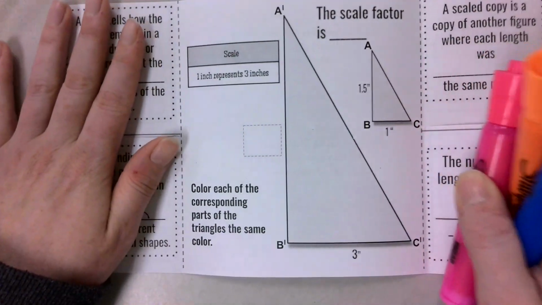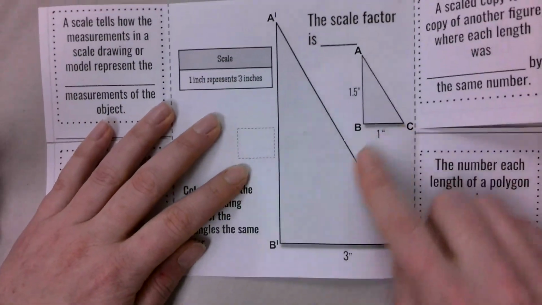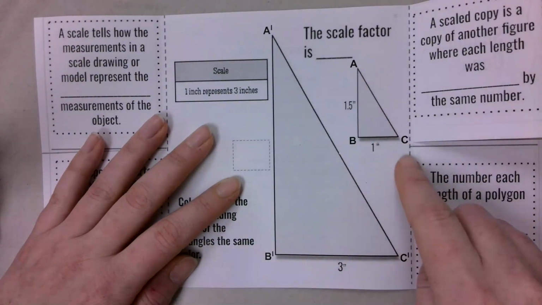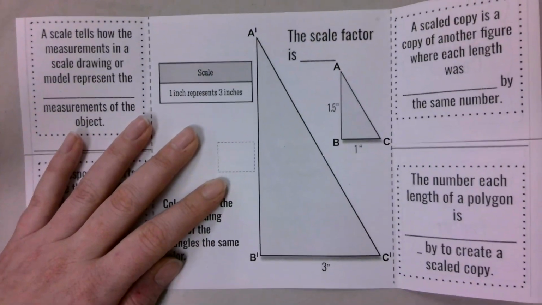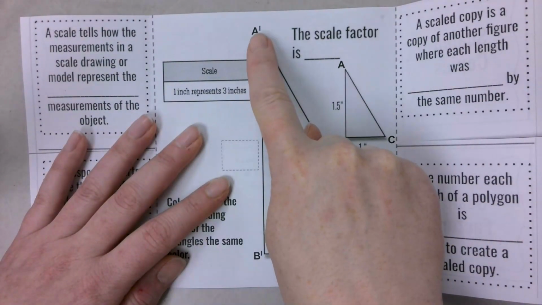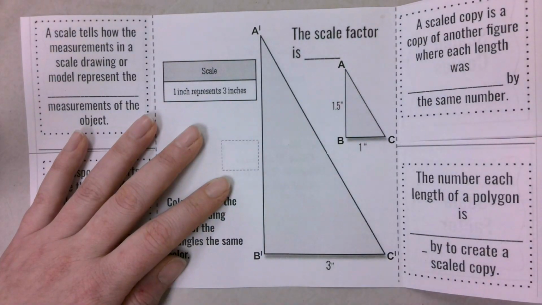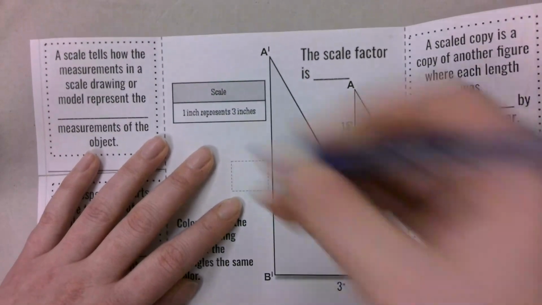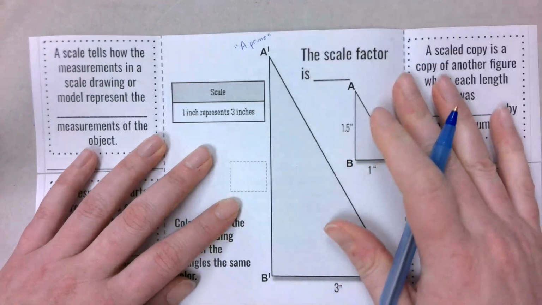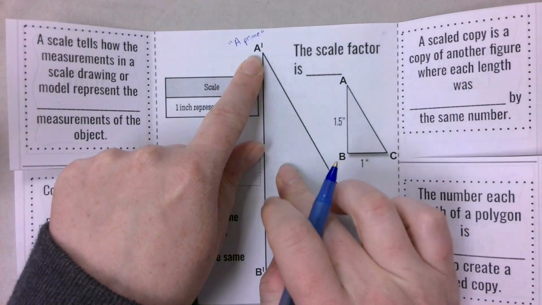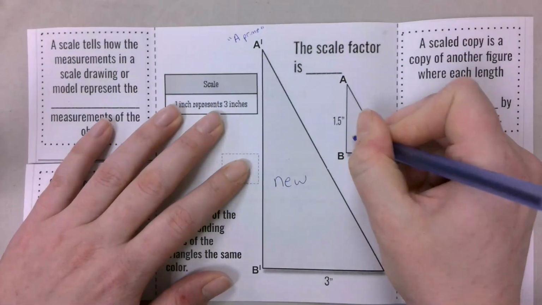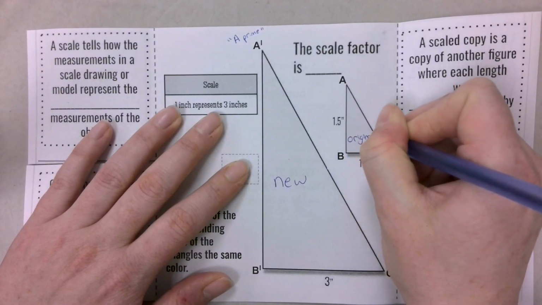Let's look at our triangles. We've got a little triangle and we've got a big triangle. Notice that the little triangle is triangle ABC, and the big triangle is A, and then it has an apostrophe on it. We call this A prime. The way that we say this is A prime, kind of like prime time. This indicates that this one is the new one. This is our new triangle, and this is our original.